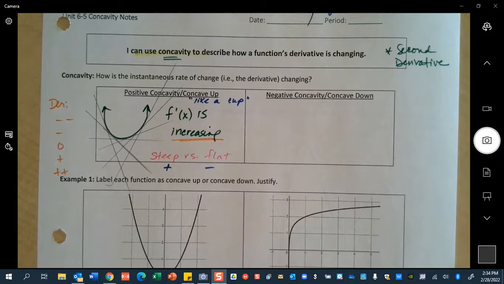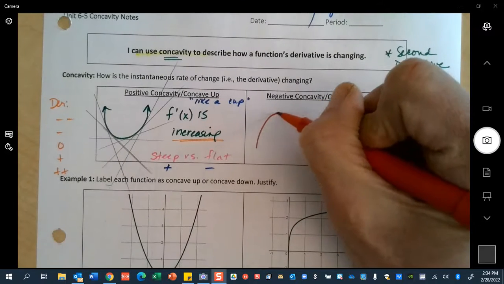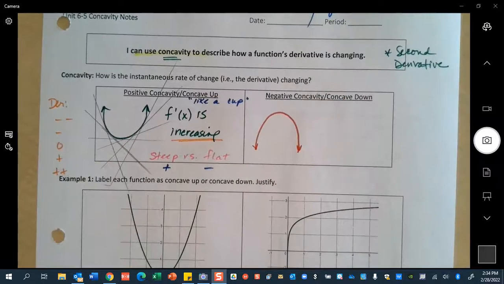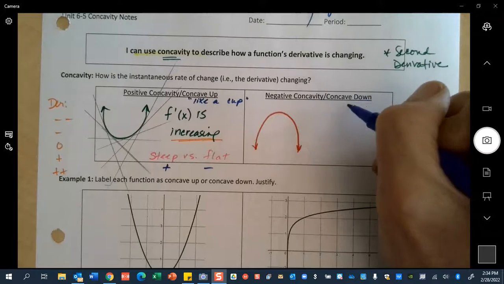All right. Next, we're going to talk about what happens when I have negative concavity, and that is going to be when it's concave down. What do you think this sentence is? Like a, yeah.